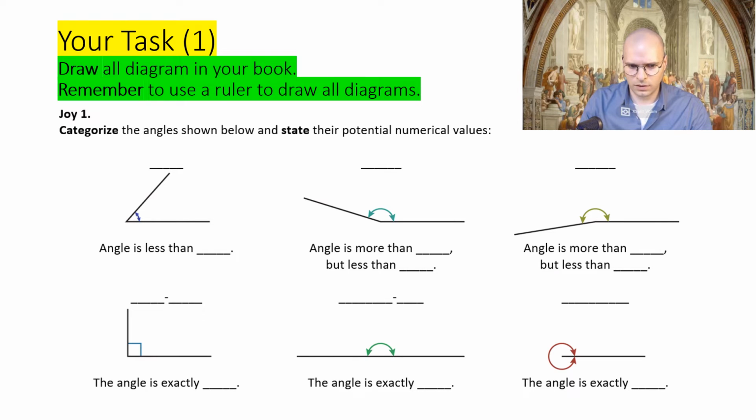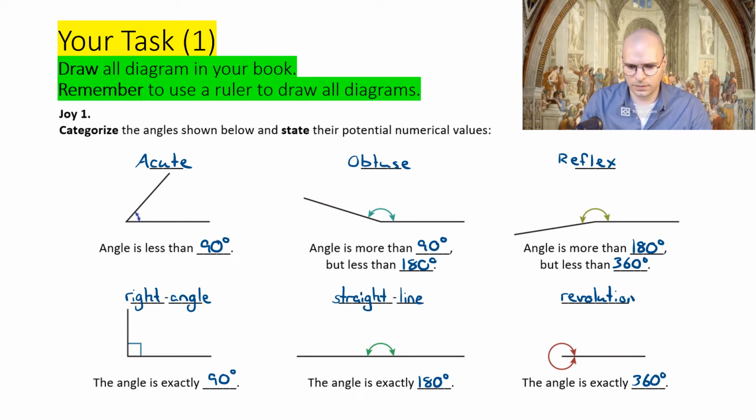Your turn. Categorize the angles shown below and state their potential numerical values. Remember to draw all of these diagrams into your book and you'll have to use a ruler for these ones. Pause the video now. When you're done, press play. Check your answers and make the corrections as per necessary.